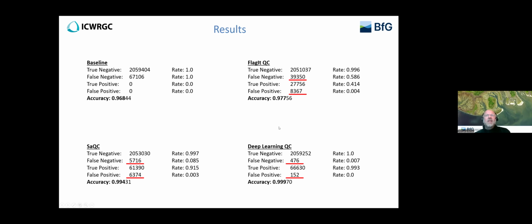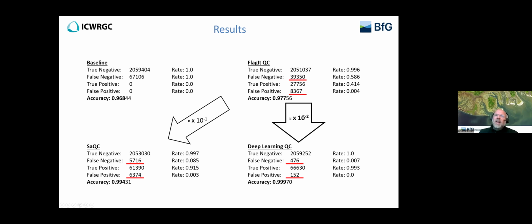You can also see marked the important values that I wanted to show you. And you can see that with the SAQC method, we are, let's say, one magnitude lower or better with the detection than the Flagged routine we are at the moment using. But the deep learning approach is in the order of two magnitudes better with this simple task. So overall, these are, of course, very promising results.